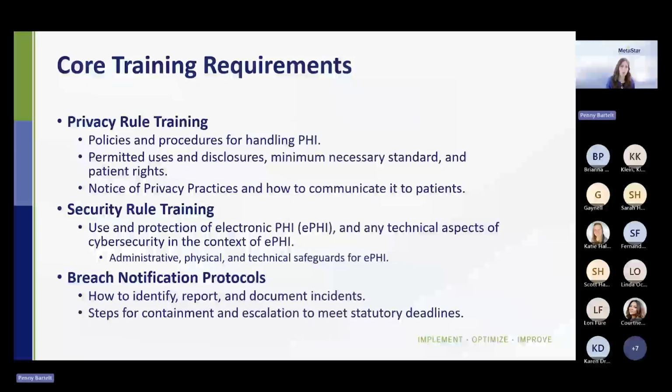So what are the core training requirements? So you're training on privacy rule, security rule, and breach notification protocols. So privacy rule are your things like your permitted uses, minimum necessary, patient rights. Security rule is really on the protection of electronic protected health information, those technical aspects, all your safeguards, those types of things. And then your breach notification is how to identify, report, and document incidents and all the steps involved in that.